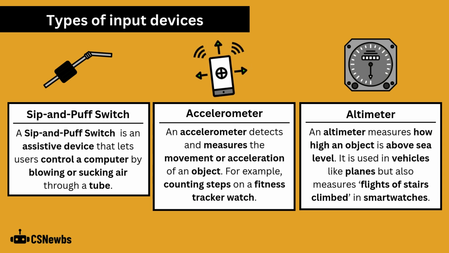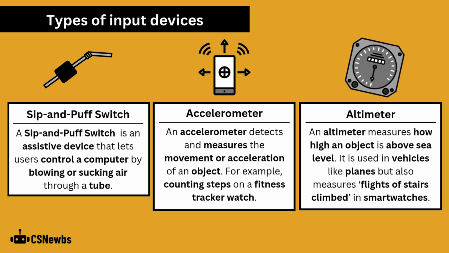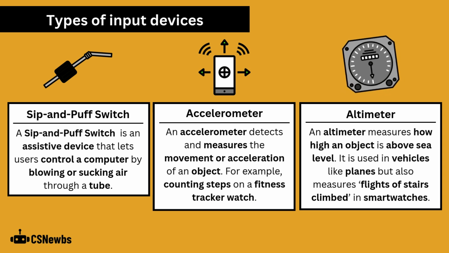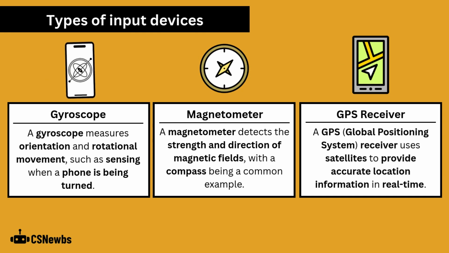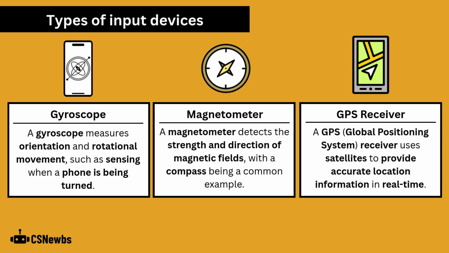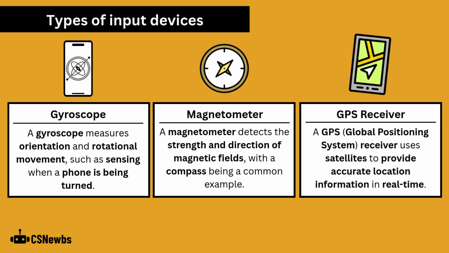object, for example, counting steps on a fitness tracker watch, and an altimeter, measuring how high an object is above sea level. It's mainly used in vehicles like planes, but can also measure the flights of stairs that somebody has climbed on a smartwatch. A gyroscope measures orientation and rotational movement, such as sensing when a phone is being turned. A magnetometer detects the strength and direction of magnetic fields, with a compass being a common example. And finally, a GPS receiver uses satellites to provide accurate location information in real time.